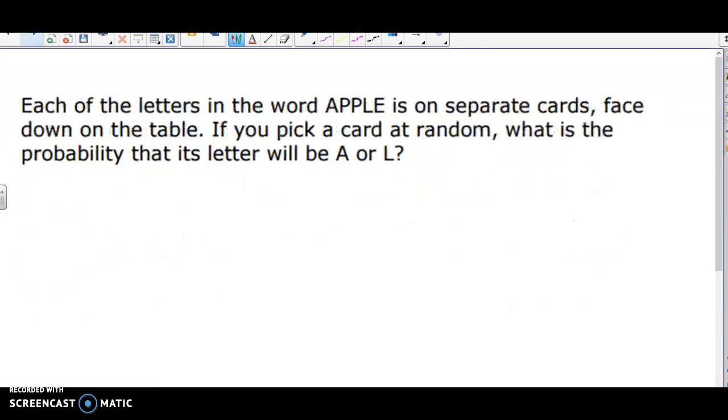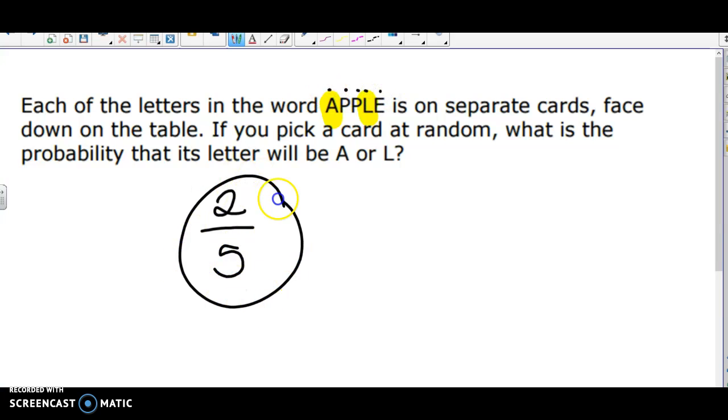If we look at each of the letters in the word apple on a separate card, face down on the table, if you pick a card at random, what is the probability that it will be an A or an L? Well, we already have them listed for us. So there's an A there and an L there. That gives us 2 possible answers out of 1, 2, 3, 4, 5 possibilities. So 2/5.